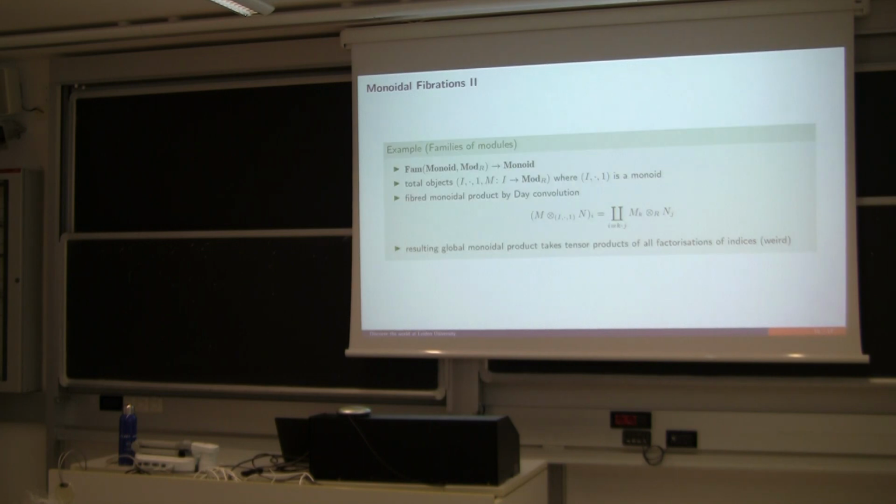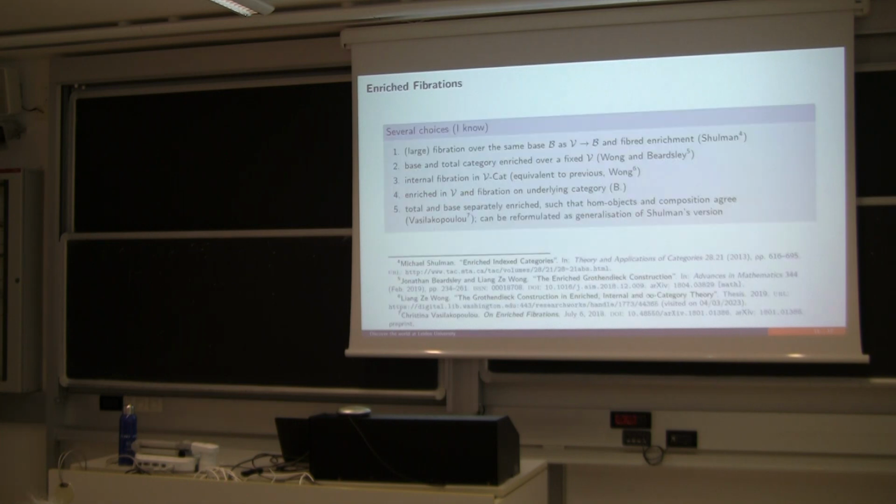And then there are other interesting examples that I want to talk about. You can do families of modules indexed by monoids, and you can do Day convolution, and then you can look at what happens locally and globally. That's kind of a fun one. And then for enriched monoidal categories, there's a zoo of things. I just want to flash this to you. You can look at that later if you wish.